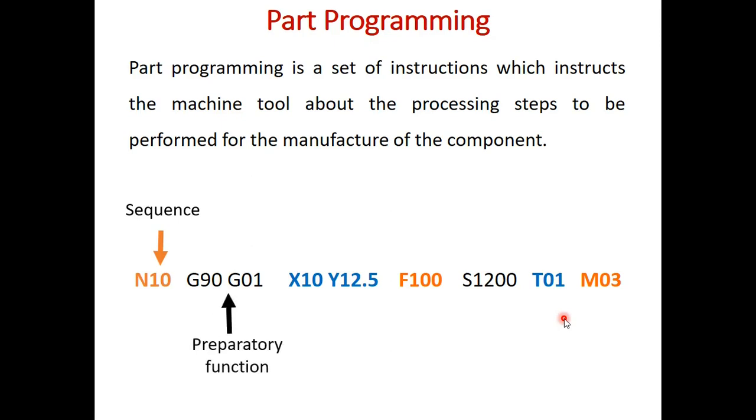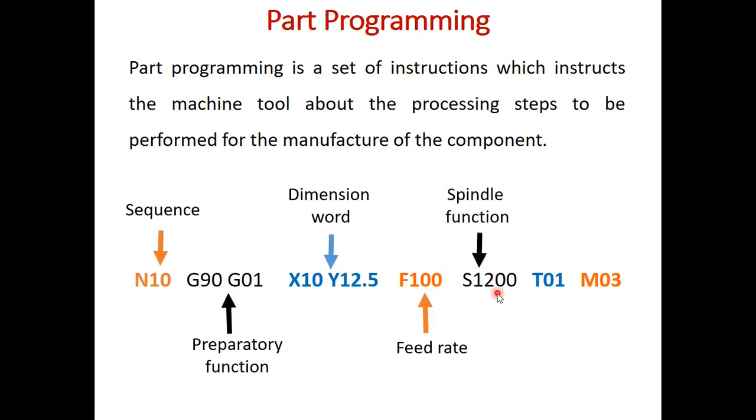G90 and G01 are all preparatory functions. Then the next, X10 and Y12.5, are the dimensions, that is, the coordinates given. F is the feed rate, so this is the feed rate given. S is the spindle speed, 1200, that is 1200 rpm. Next, T01 is the tool function, that is, tool number 01 has to be taken from the machine. Next, M03 is a miscellaneous function.